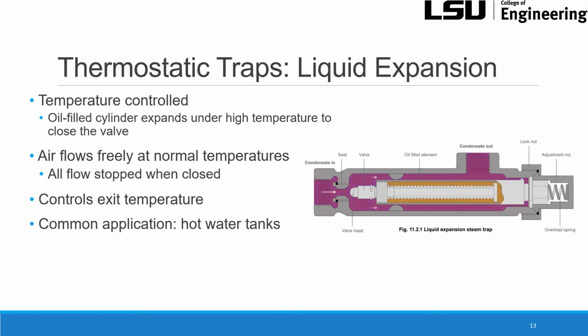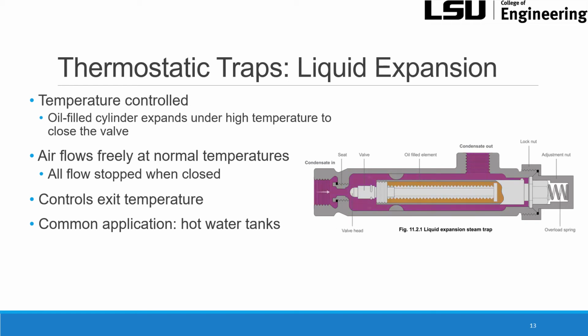The first type of thermostatic trap that we're going to talk about is the liquid expansion trap. As we know, thermostatic traps are temperature controlled. This trap is temperature controlled because there is an oil cylinder, which is the orange and brown stuff you see in the picture, which expands when the temperatures get higher and contracts when lower. So whenever the temperatures are high, the trap will expand and the valve will be seated on the seat that you see there and close.